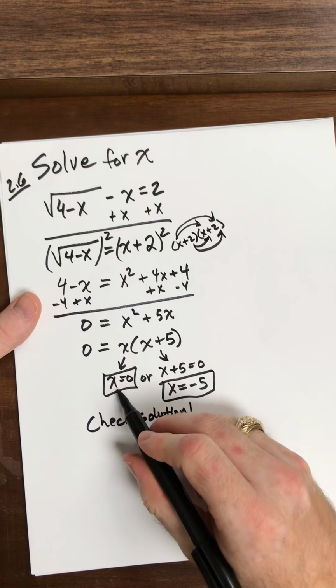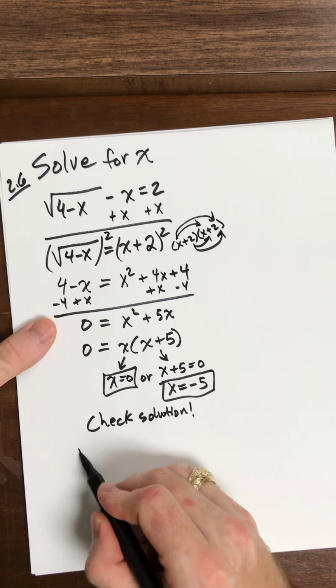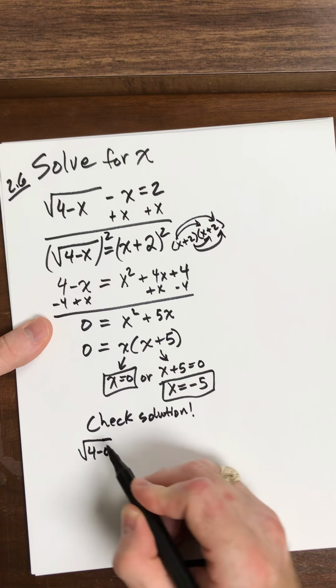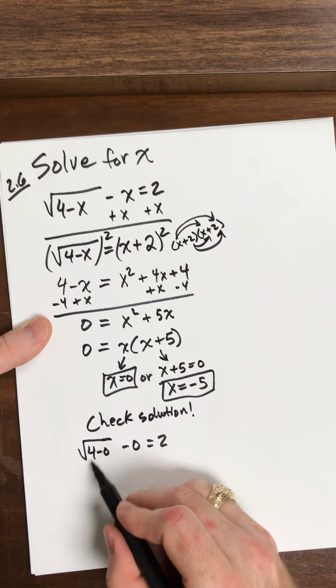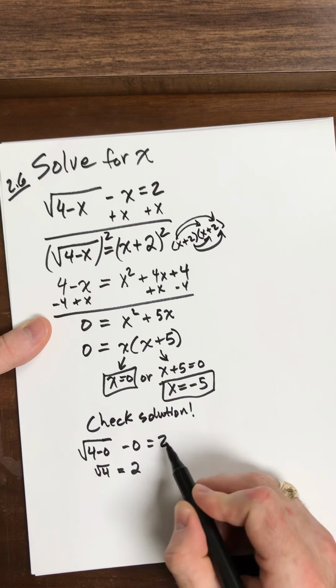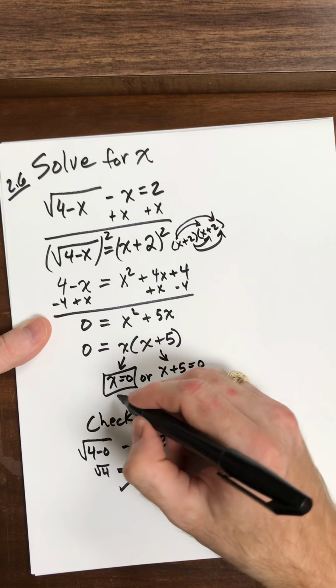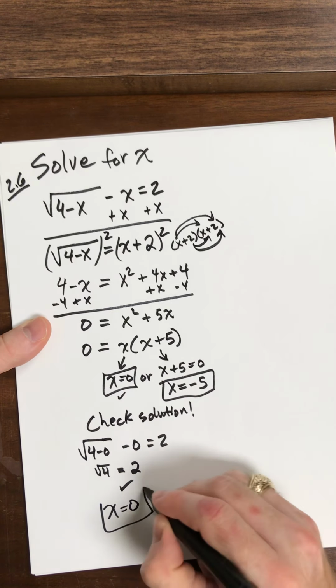Okay? So if I plug a 0 into the original, all right, that gives me the square root of 4 minus 0, and then I have minus 0 equals 2. So this square root of 4, is that equal to 2? Sure is, so this one does work. So x equals 0 is a solution.